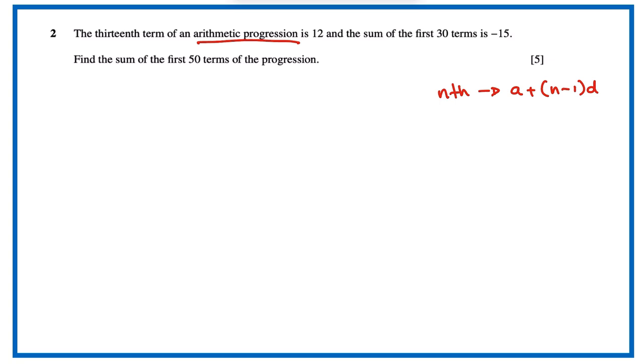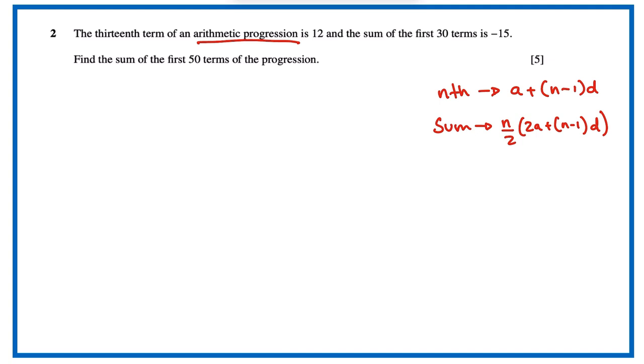Once you know that, the sum formula is given as follows: n over 2 bracket 2a plus n minus 1 times d close bracket. So now let's try to create two simultaneous equations here, which we can then substitute inside our calculator that can do the calculation for us.